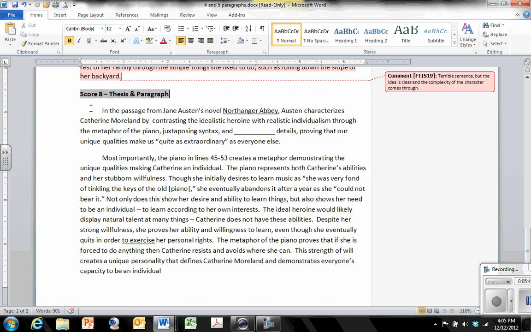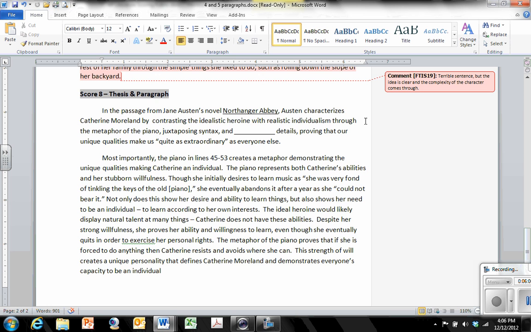Further down here is an example of a thesis and a paragraph from an 8 example. This person actually had a line before details. I think they wanted to go back and put an adjective in there and never did. It's okay with me. I really like this.